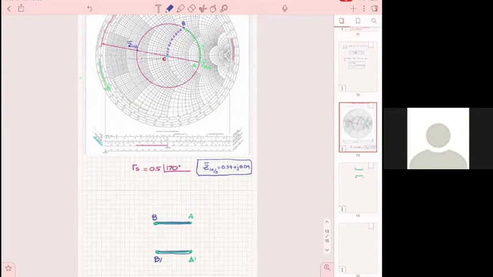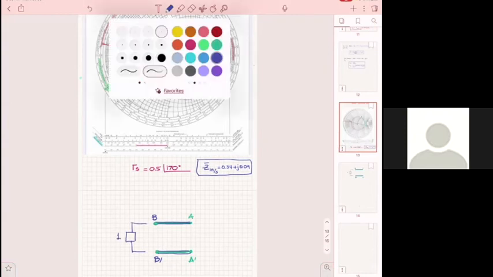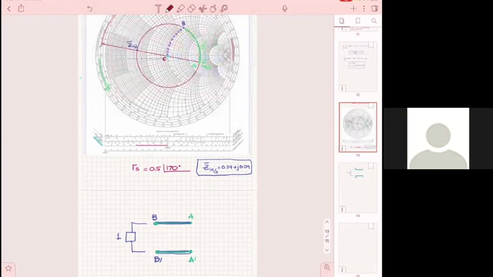And then what do I do at B to go to C? Remember, C is here. That's my load, which is normalized 1. That's the center of the Smith chart. This is the center of the Smith chart. That's point C. What do I do to go to point C from B? Can I just go? What do I add? You'll need to add a stub there.